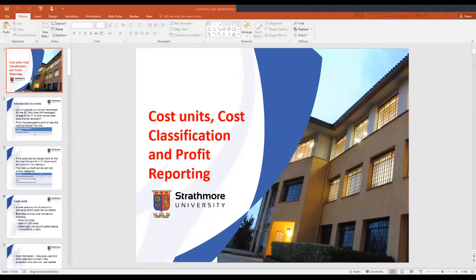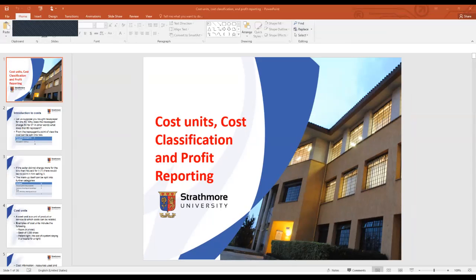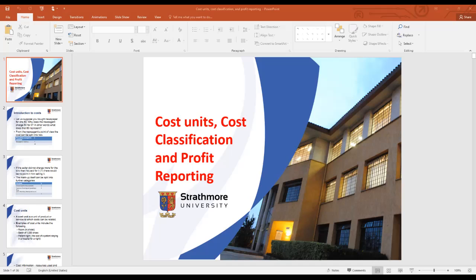Welcome to our class. In the morning, we finished off our topic on coding, the source document and coding, which I think was a pretty straightforward topic, not much complication. So right now, I want us to start off with another topic called cost units, cost classification, and profit reporting. That's what I want us to discuss.